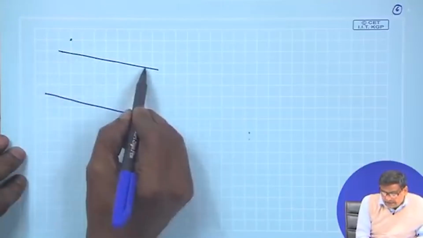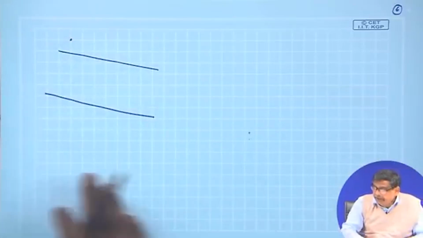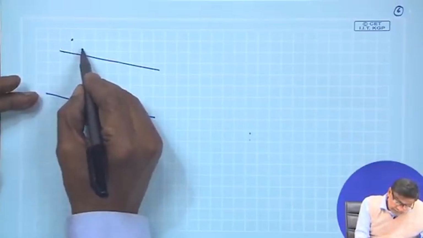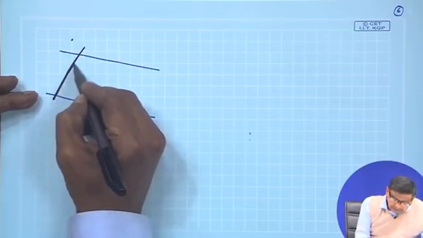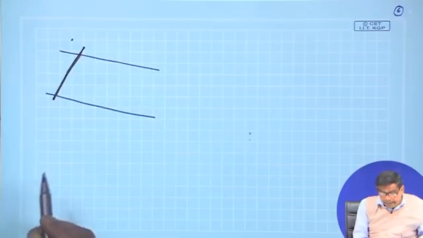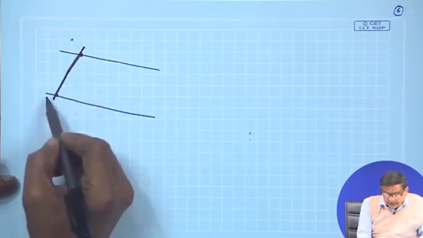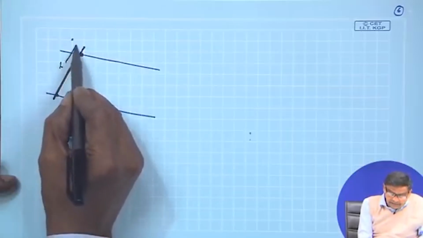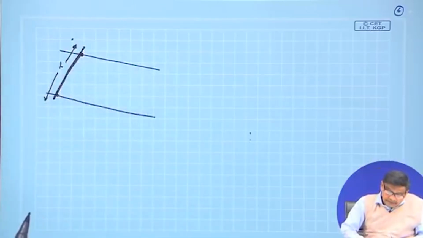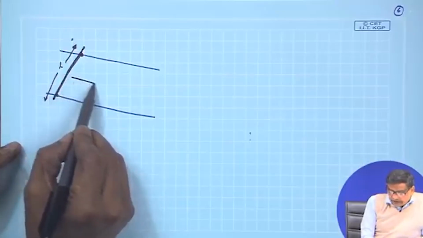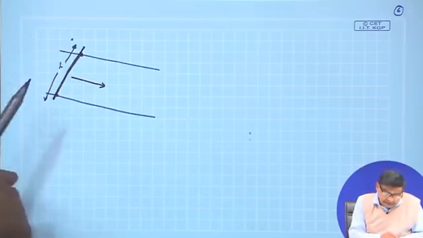Suppose you have got 2 rails, railway track, frictionless, and over which you have a finite length conductor, and of course, there are wheels. This conducting bar of length L is resting on the pair of wheels, and therefore, it can move this way or that way. If you pull it, it will move to this. So, these are rails.